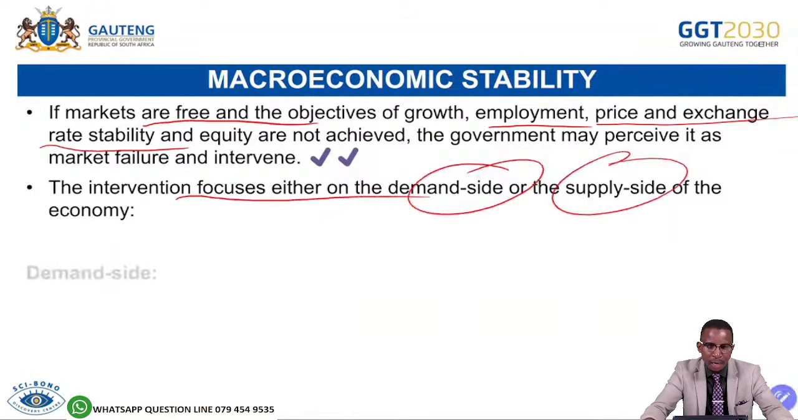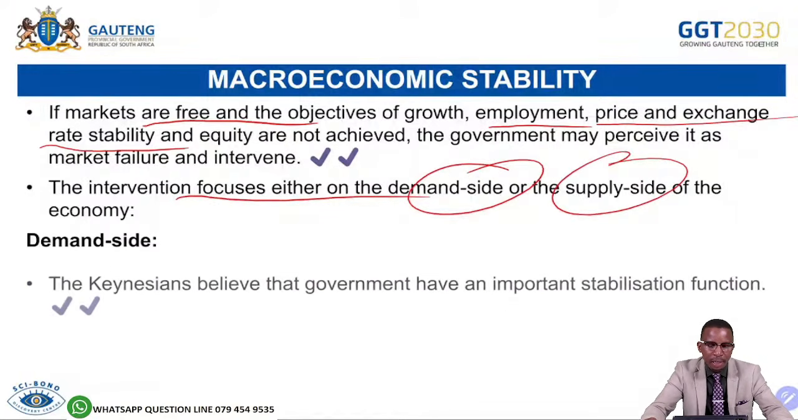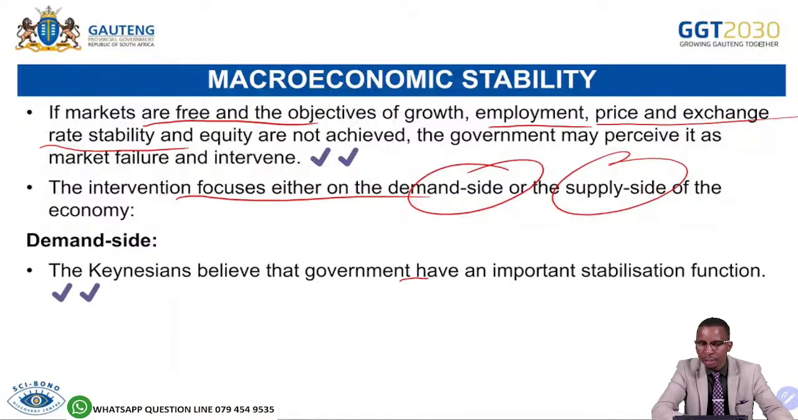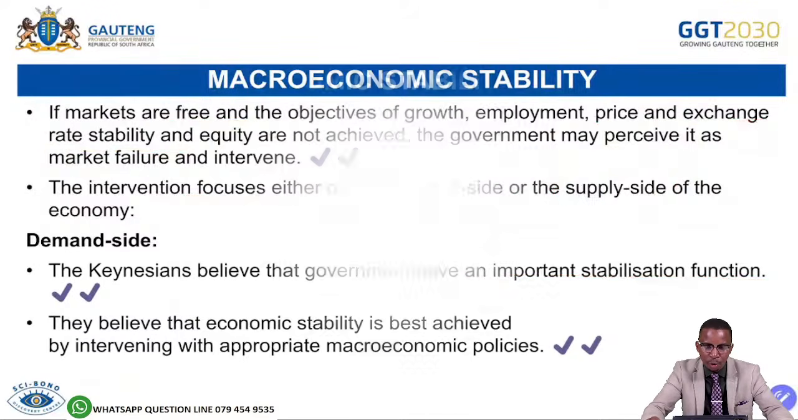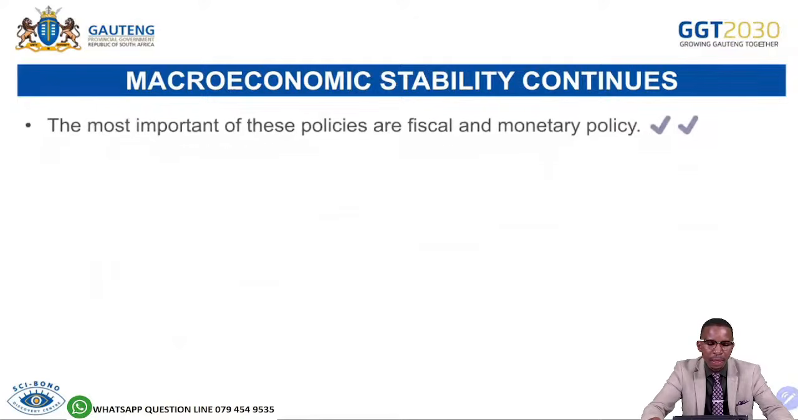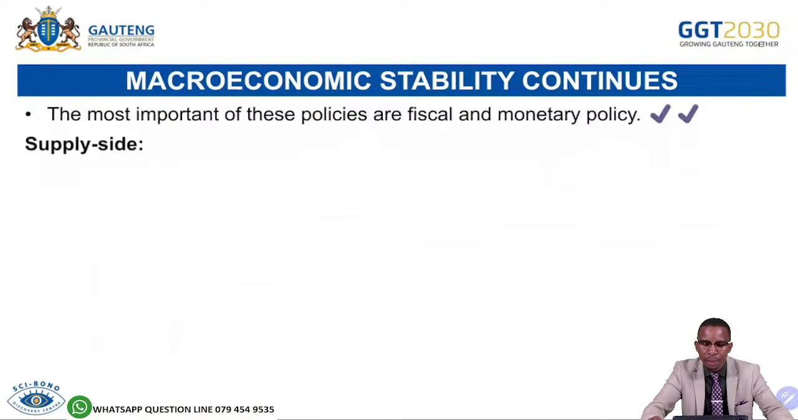That's your paradigm. And then demand side policies. The Keynesians believe that government has an important stabilization effect in the economy. There must be intervention by using what we call fiscal policy and monetary policy to stabilize the economy. The most important of these policies include fiscal and monetary policy.